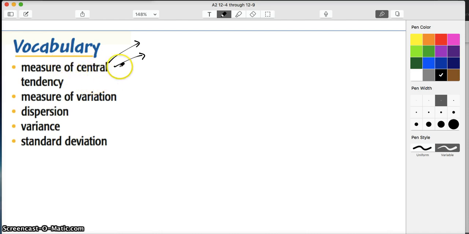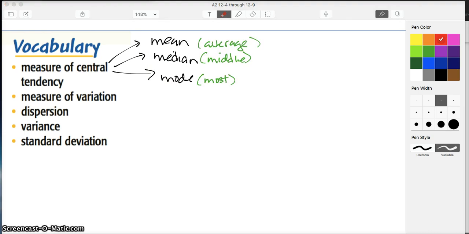Measure of central tendency. These are words that you are familiar with. Usually the measures of central tendency would be the mean, and we know that means the average, the median, just like on a road, that's the middle, and the mode, we usually think of most. And now for the measure of variation, which could be referred to as dispersion, and that usually refers to, in a way, how scattered the data is that you're using.